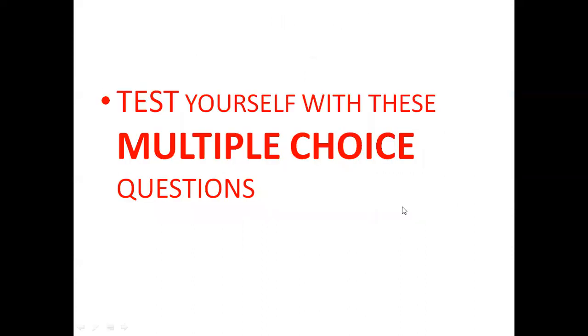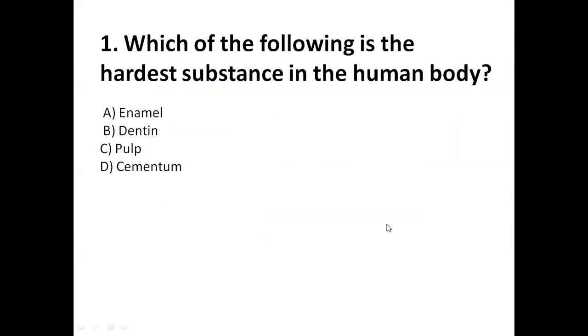Now let's test ourselves a little bit on the structure of the tooth with these multiple choice questions. Okay, so what do you know? Number one, which of the following is the hardest substance in the human body? A, enamel, B, dentin, C, pulp, D, cementum. All right, take 30 seconds to think about it, make your choice before I reveal the answer.